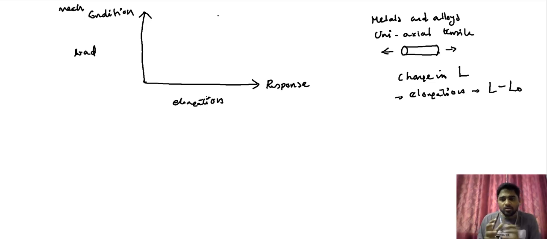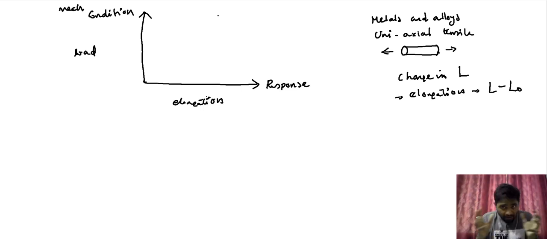Now, when you consider the specific category that we are interested in, that is metals and alloys, it has been observed through numerous experimental studies that the response of metals and alloys to uniaxial tensile loading follows a specific trend. So you are considering a wide range of metals and alloys and imposing a similar mechanical condition, that is uniaxial tensile loading.